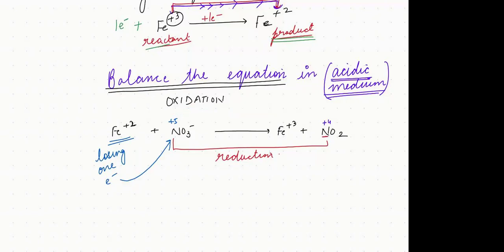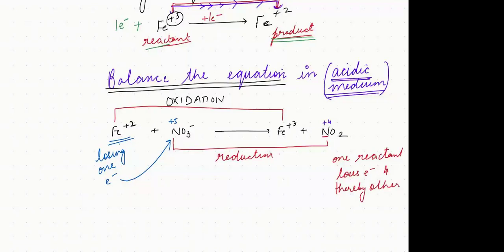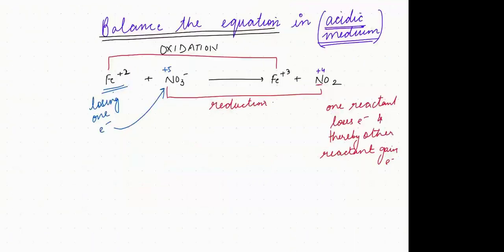So one reactant loses electrons, and thereby the other reactant gains electrons. You understand my point? One reactant gains electrons and one reactant loses electrons.